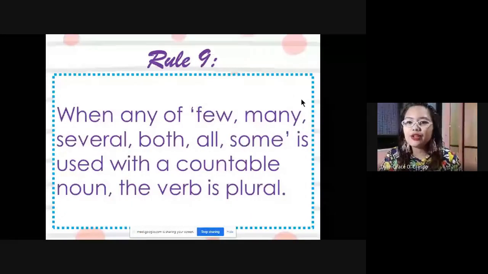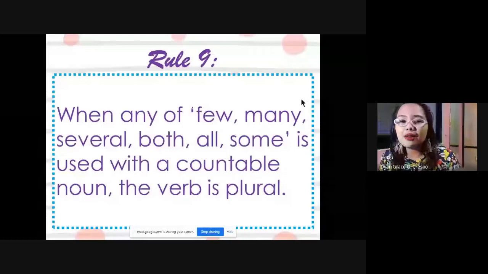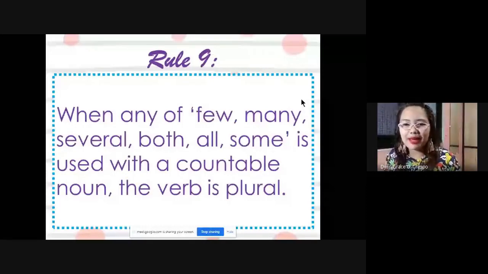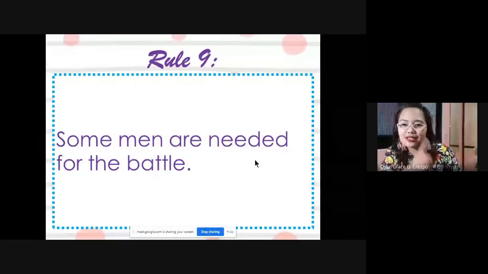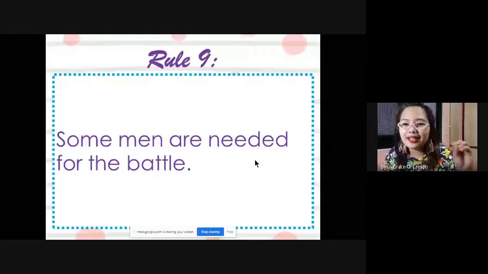When any of, few, many, several, both, all, some is used with a countable noun, the verb is plural. For example, some men are needed for the battle. Because you can see, men here are countable. You can just count them. Okay? Some men are needed for the battle.